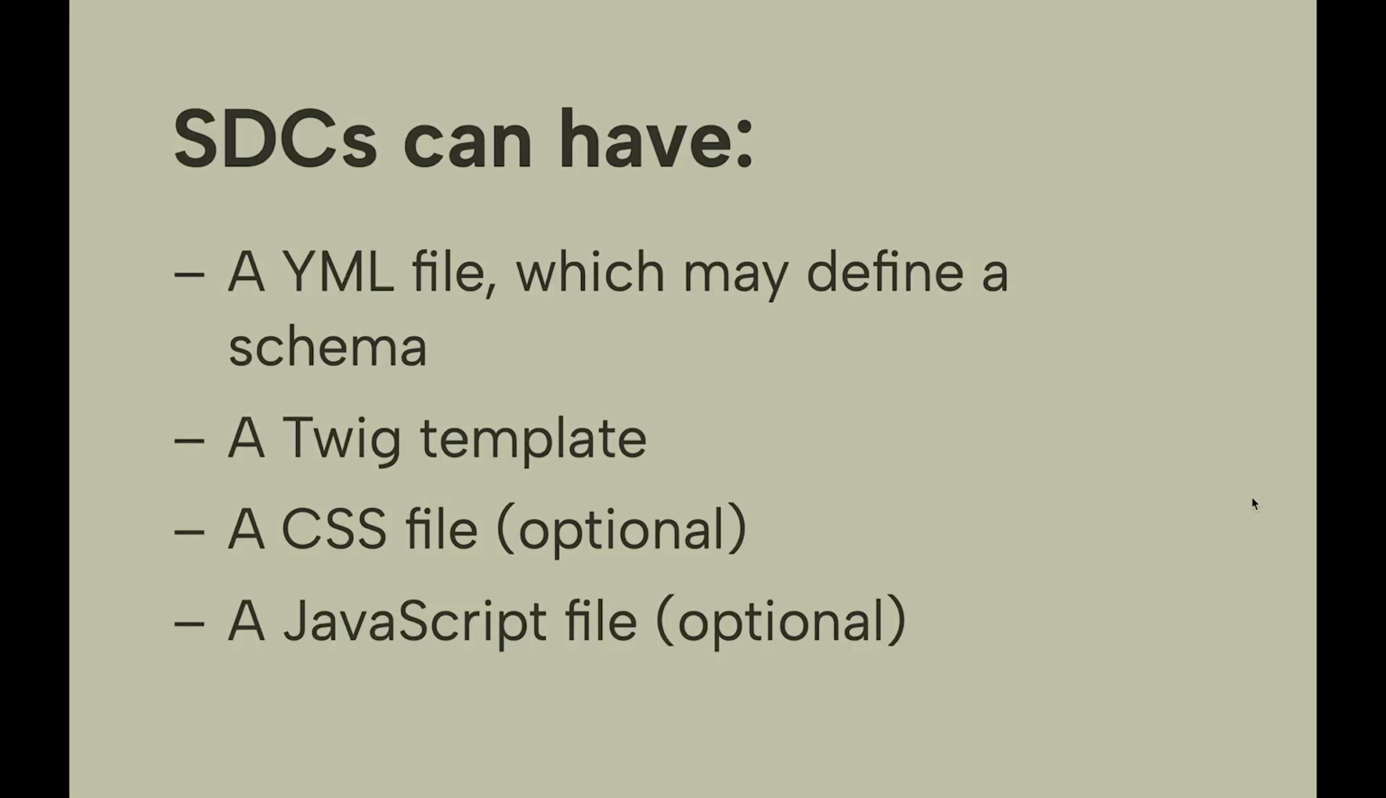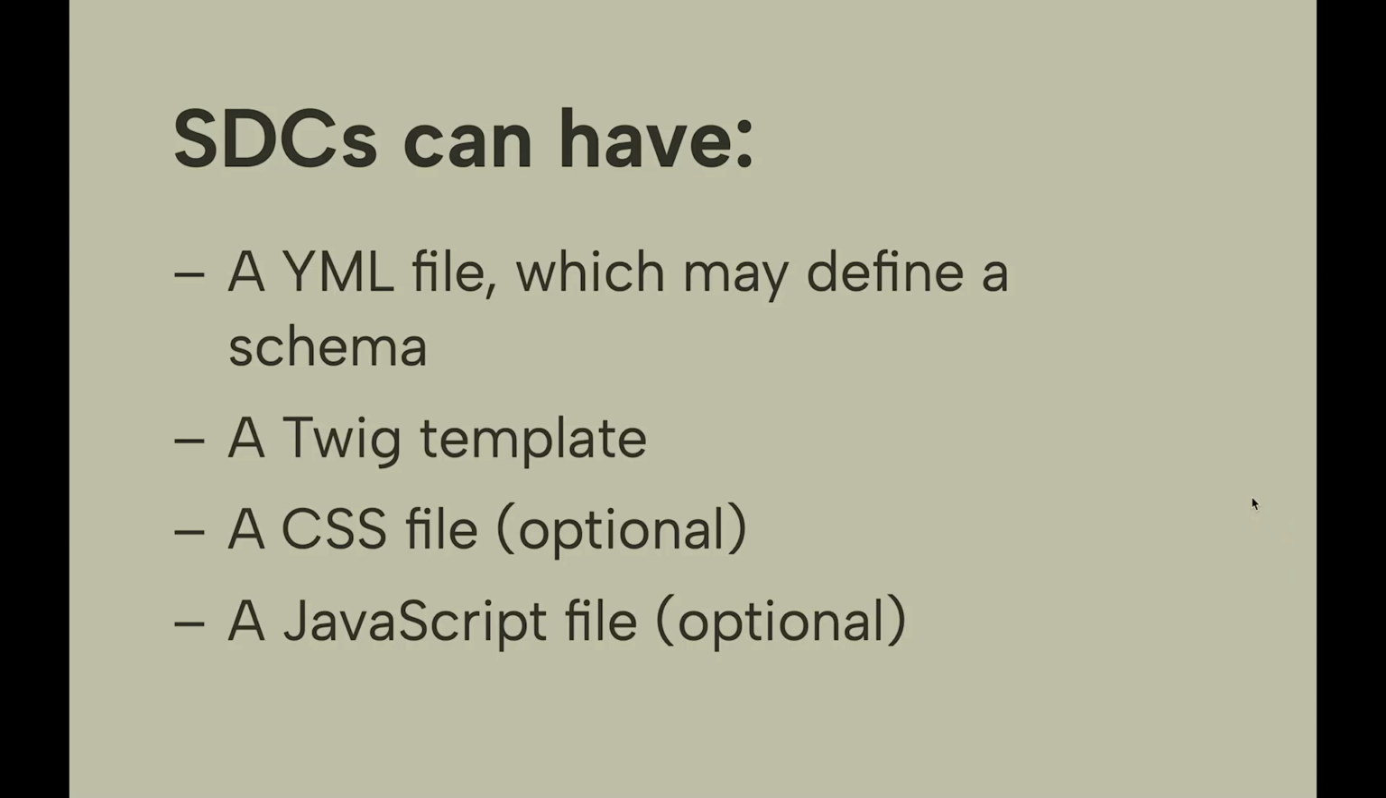So, what actually is a single directory component? It is all of the things living in a single directory, unsurprisingly. And it can have a YAML file. I believe it has to have the YAML file. It can be very stripped down, as we'll see in a second. That YAML file can optionally define a schema for your component.